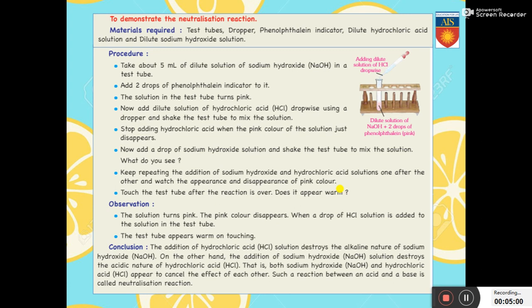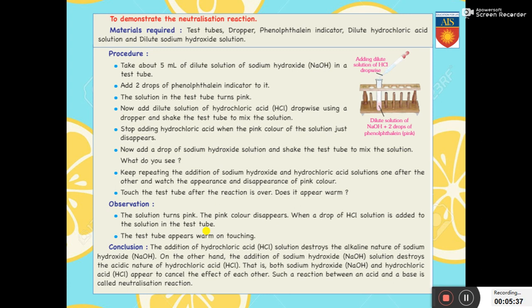So what is happening? As soon as you're changing the acidity or the basicity of the solution, the color is changing. Touch the test tube after the reaction is over. Does it appear warm? Let's see what the observation is. The solution turns pink. The pink color disappears when a drop of HCl solution is added to the solution in a test tube. So the moment you're adding HCl, the pink color is disappearing, and the moment you're adding sodium hydroxide in some amount, the pink color is reappearing. And during this entire thing, the test tube is appearing to be warm on touching.